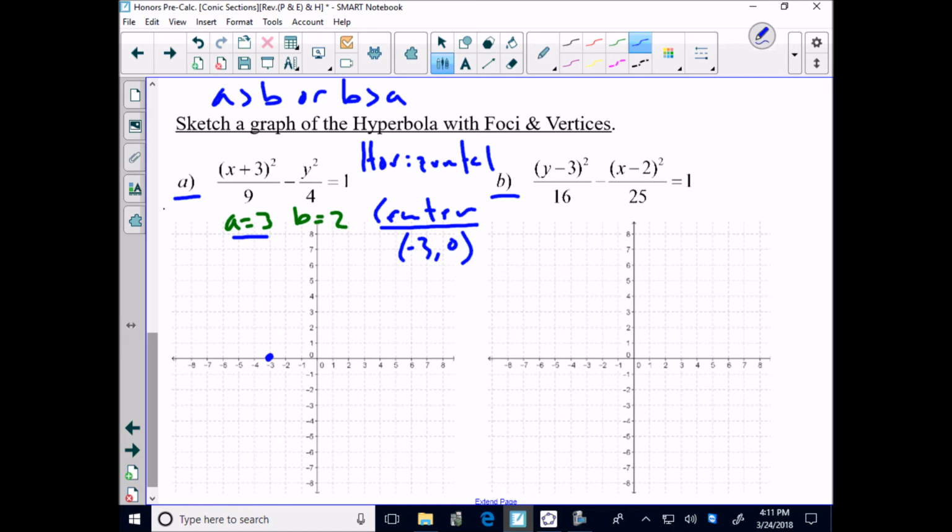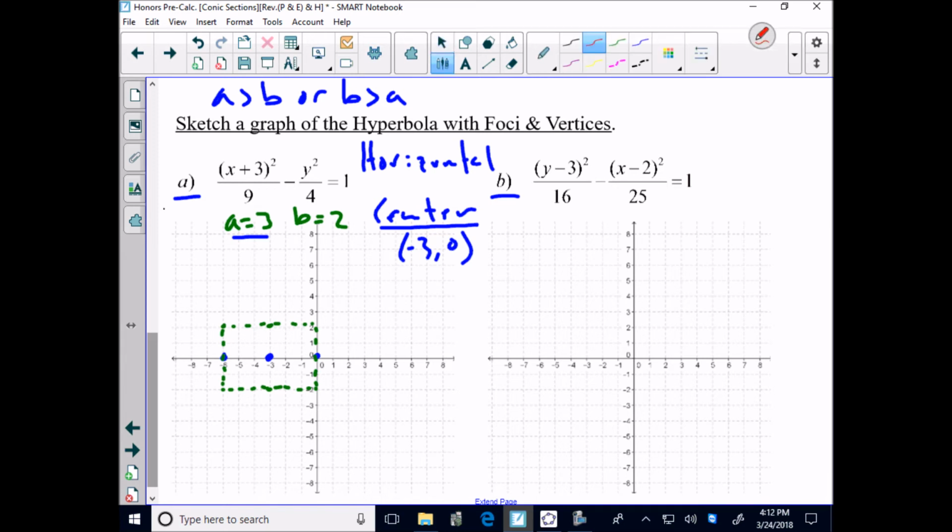So right here, I'm going to go out 3 to my two vertices on the horizontal sides of my box. And now right here, I know that b is 2, so I'm going to go up 2 and down 2 to the ends of the conjugate axis. Now right here, I can graph my box through those points, through the vertices and the top and the bottom of the conjugate axis. Now right here, I'll graph my two diagonal asymptotes.